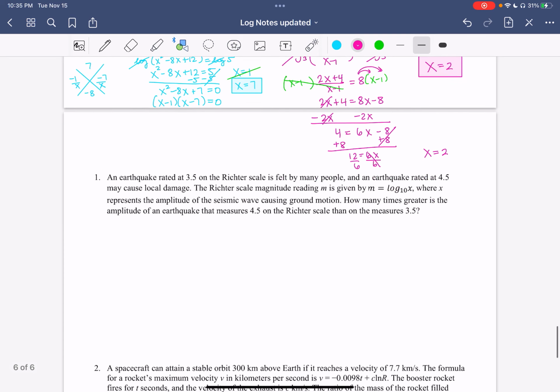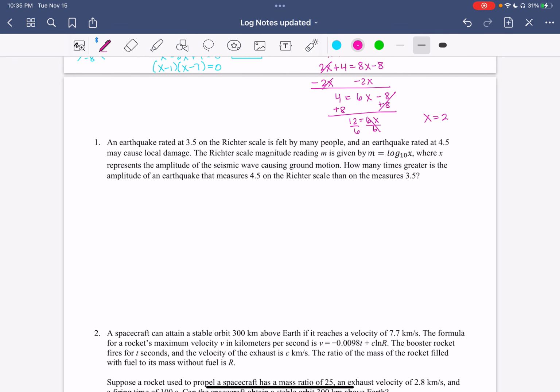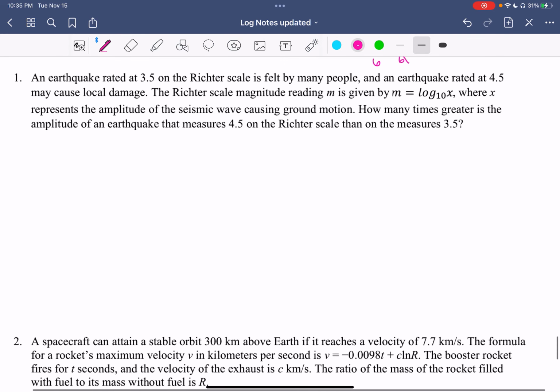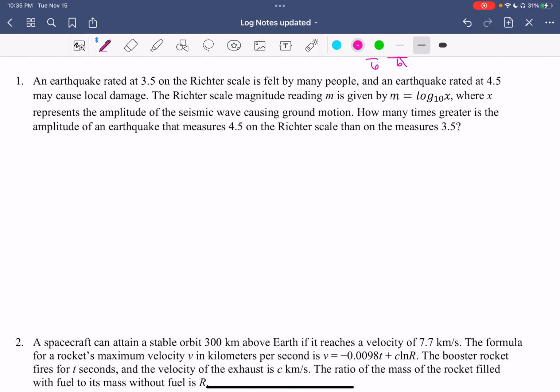Okay, let's go on to the last page. We're going to try some word problems. An earthquake rated at 3.5 on the Richter scale is felt by many people, and an earthquake rated at 4.5 may cause local damage. The Richter scale magnitude reading M is given by M equals log base 10 of x, where x represents the amplitude of the seismic wave causing ground motion. How many times greater is the amplitude of an earthquake that measures 4.5 on the Richter scale than one that measures 3.5?